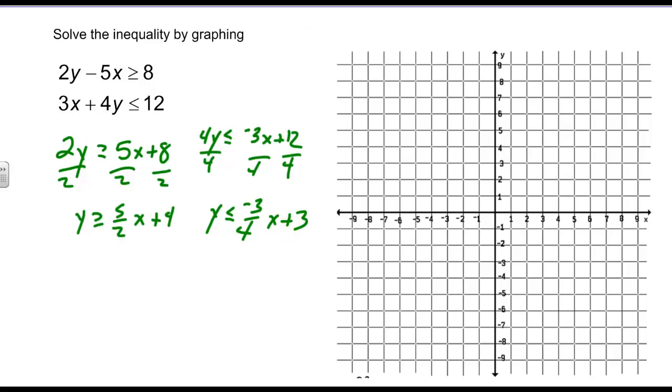And we'll go ahead and graph those two. Go up to 4, up 5, over 2, 5 over 2. Connect the dots, and I can go solid line here. Use 0, 0. Is 0 greater than or equal to 4? The answer is no. So I'm going to go away from that.